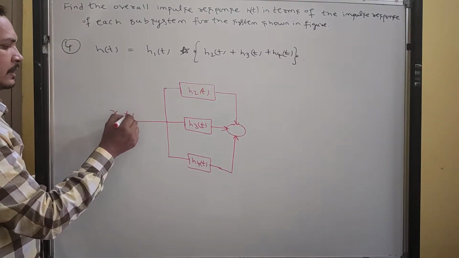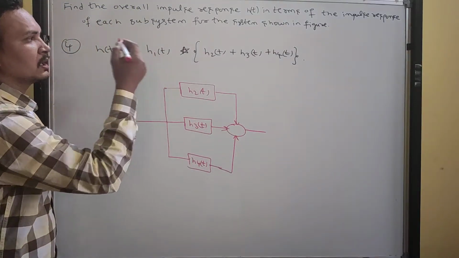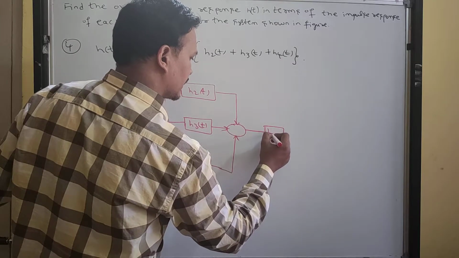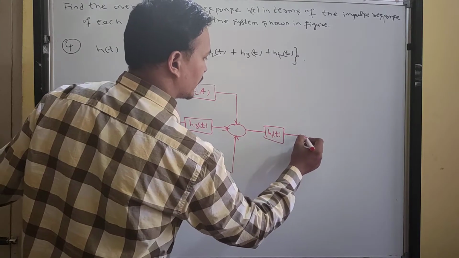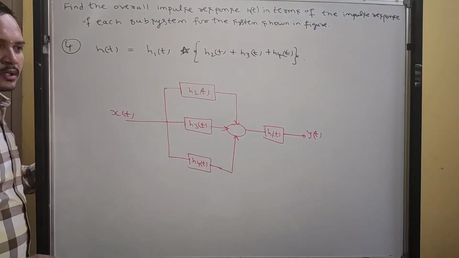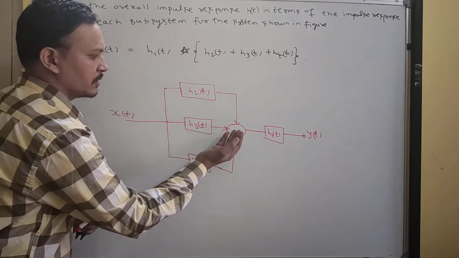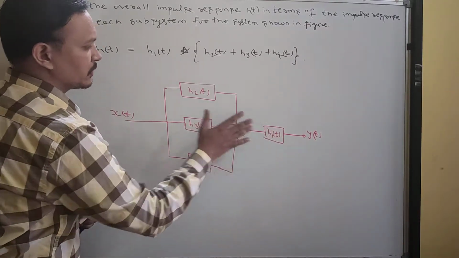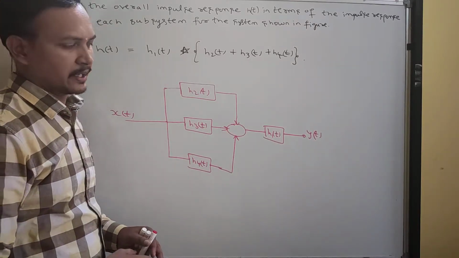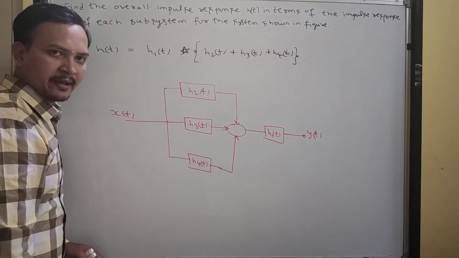So on this side you can write X of t, and this overall answer gets multiplied with what? H1 of t. So you can write H1 of t here. So finally you can write the output Y of t. Okay, got it? You can write H1 of t on this side also, and the summation on this side. You can put it here also, no problem. So both are correct. So for this particular equation, this is the diagram.